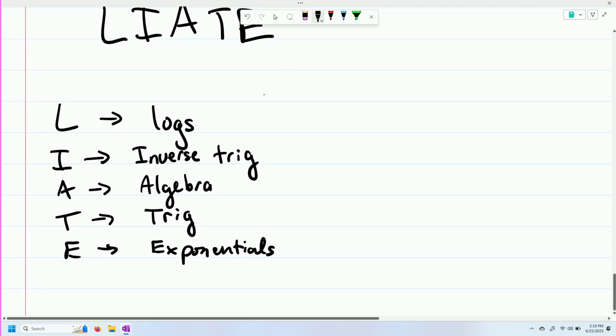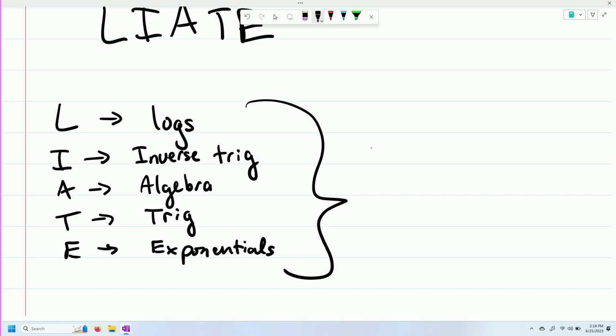And what these do is they help us to determine what is u and then dv. So logs are first, inverse trigonometric functions are second, third would be algebra, fourth would be trig, and finally e would be exponentials. And this is the process in which you let u equal first and then dv equal second.